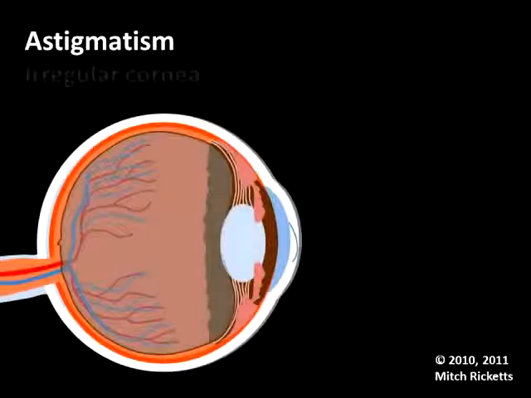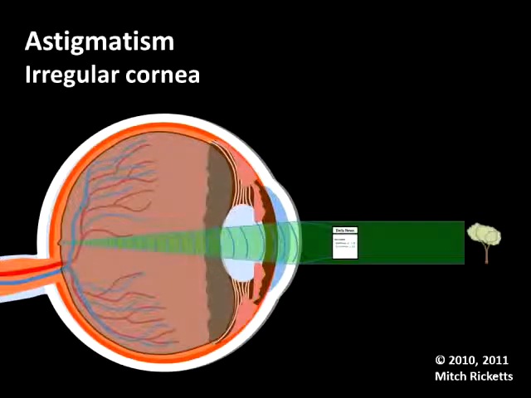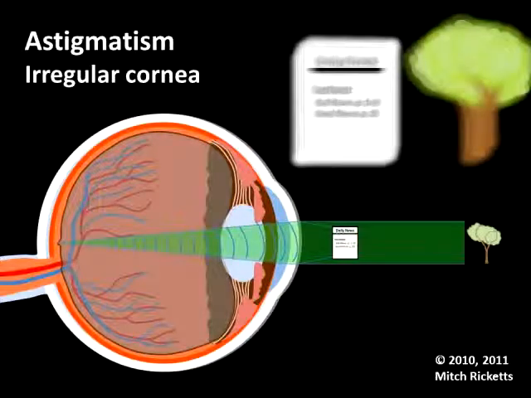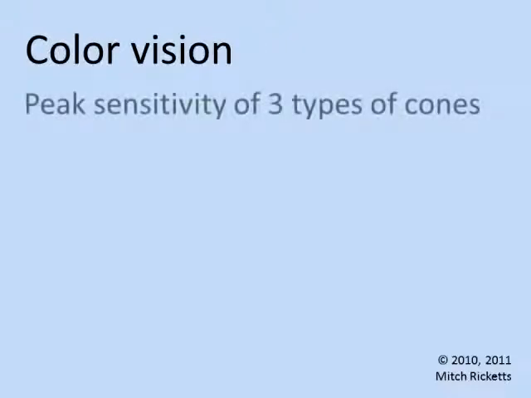Astigmatism occurs when there are irregularities in the cornea. This prevents light rays from coming together at the same point on the retina. This can cause blurry images for both near and far objects. Astigmatism can usually be corrected with prescription lenses. Let's take a moment to consider color vision. We see colors because human eyes have 3 different types of cones. Each type of cone is most sensitive to light of a particular wavelength.